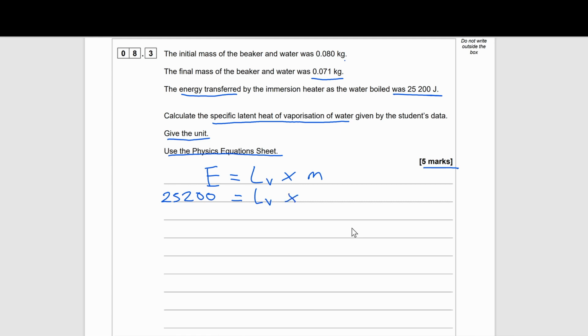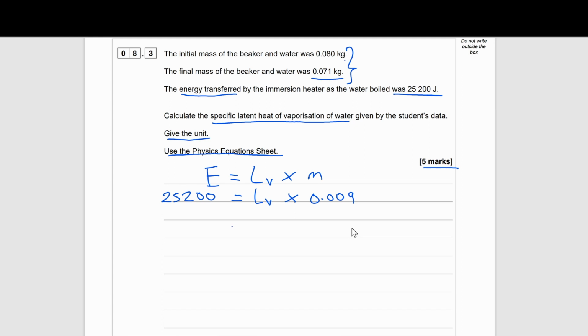And our mass. Now, we're given an initial mass and a final mass. So what we want to find out is what is that mass that was used during this heating and boiling of the water. So our way to find that out is to find the difference between these two masses. So it would be 0.08 minus 0.071, and that should give us a value of 0.009.